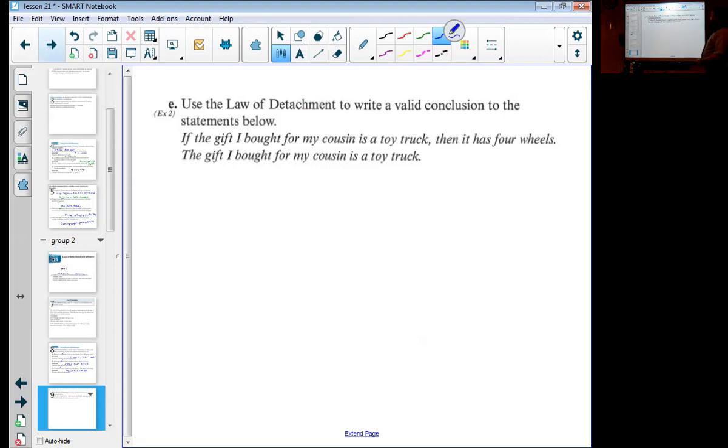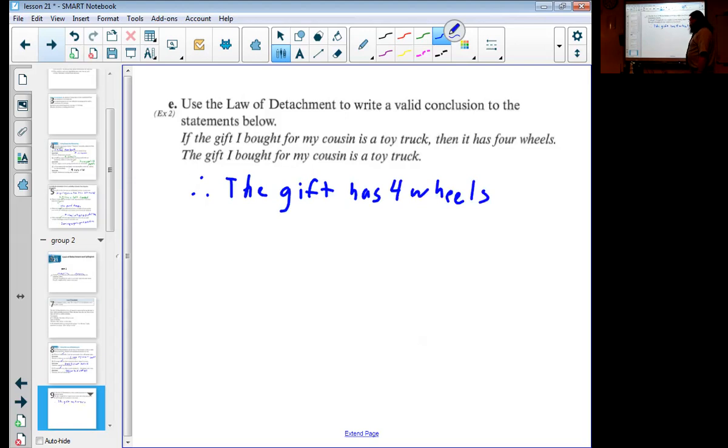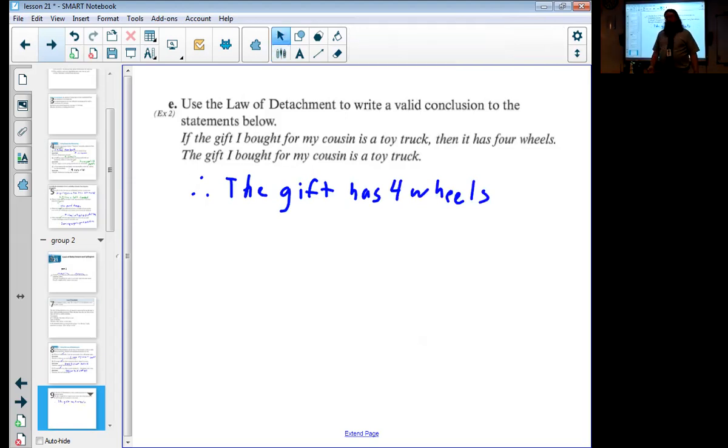So here it says to write a valid conclusion to the statements below. If the gift I bought for my cousin is a toy truck, then it has 4 wheels. The gift I bought for my cousin is a toy truck. Therefore, the gift has 4 wheels. And that is it for part 2.